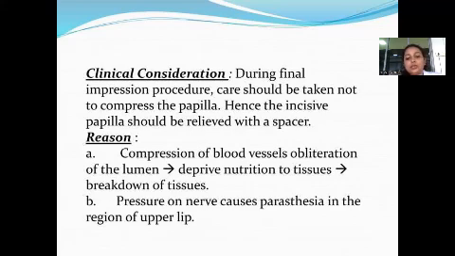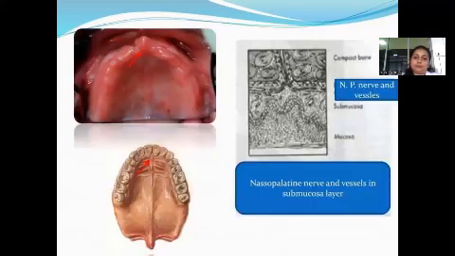Then those areas will be deprived of nutrition to the tissue, which will finally lead to the breakdown of the tissues. And pressure on the nerves causes paresthesia in the region of the upper lip. These are the two reasons why we should give relief to the incisive papilla. Here you can see the incisive papilla.